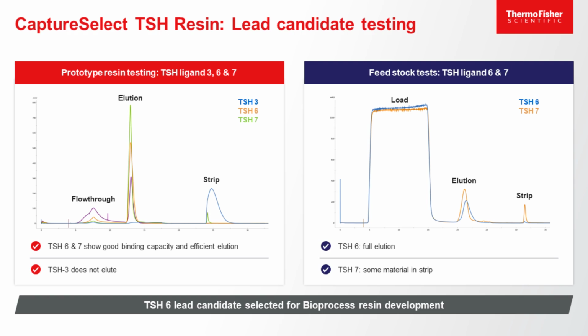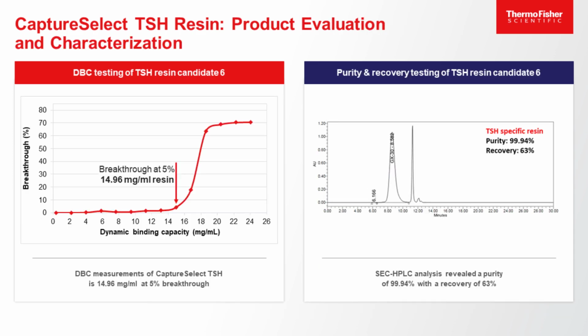So finally, moving into work package 4, we selected TSH6 as the final candidate to move into final manufacturing. And these are some of the data of that specific product, showing the dynamic binding capacity testing of candidate 6 on the left-hand side, showing a pretty high capacity for this hormone, so almost reaching 15 grams per liter at a 5% breakthrough, which is pretty good for a molecule of this size and class.